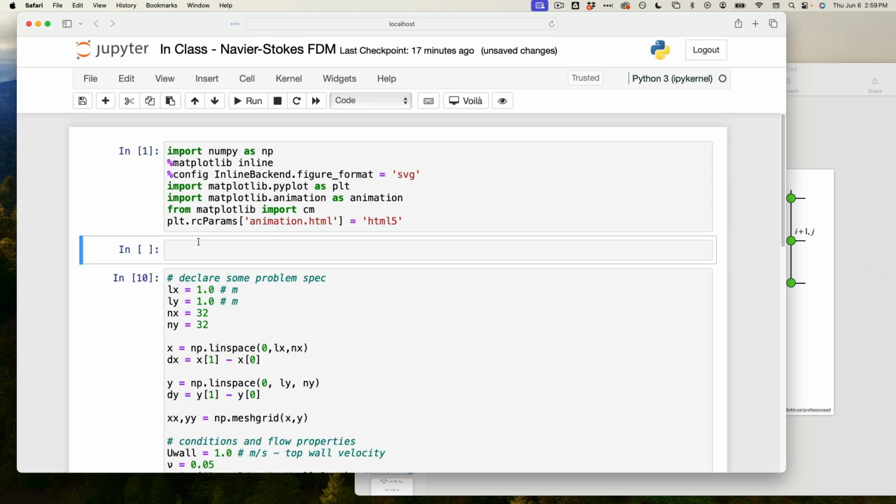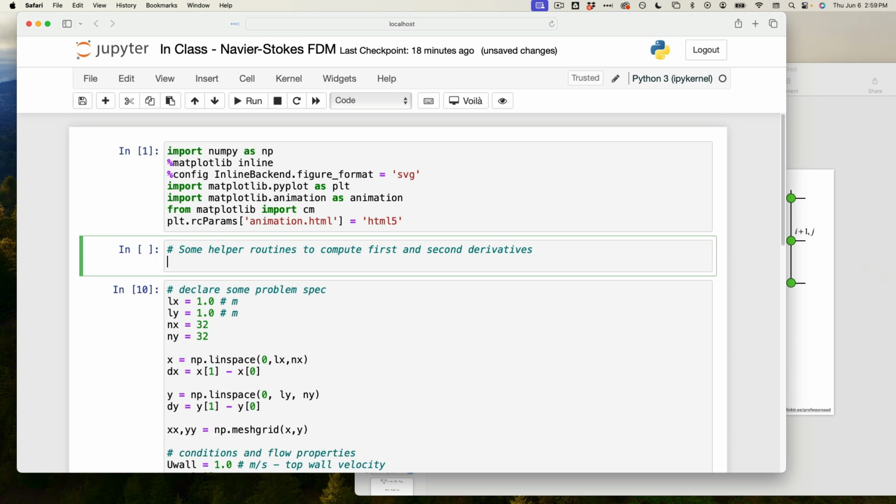So I'm going to declare or create some helper routines to compute first and second derivatives. And I'm using these words, first derivative, rather than advection and diffusion, because it's a property of the finite difference method. When we go and do finite volume, we will name them differently. We will call them convection, flux limiter, upwinded terms, etc. Okay? So some helper routines for first and second derivatives.